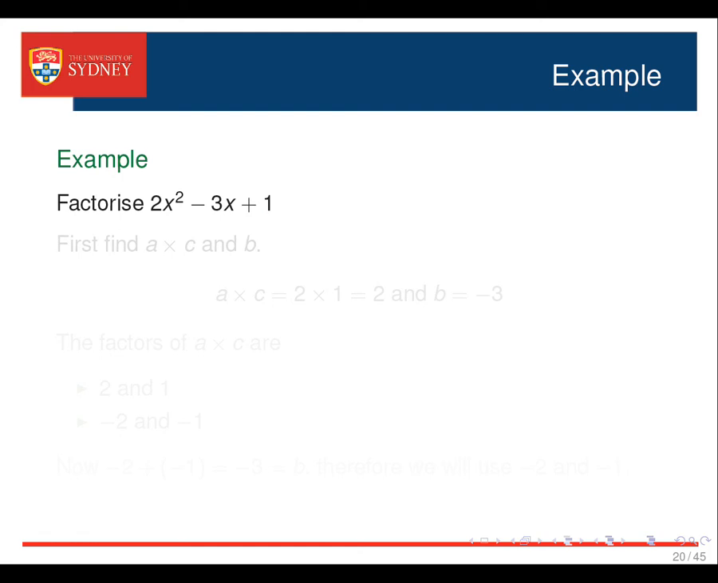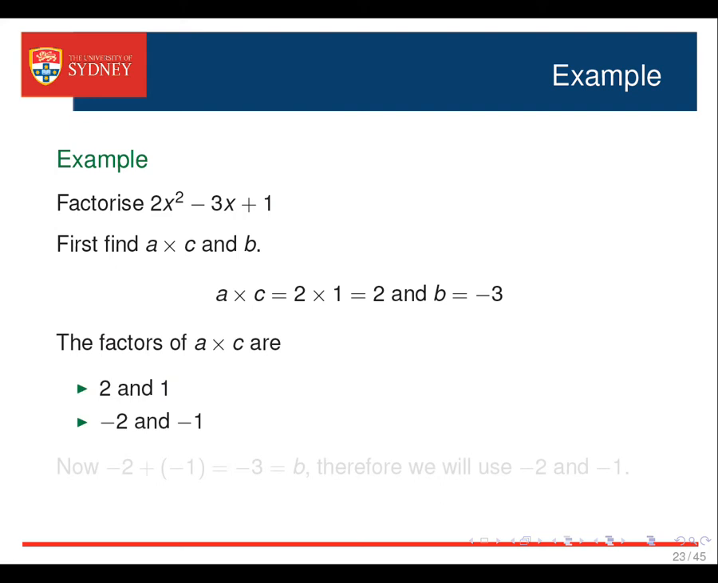Let's factorize 2x squared minus 3x plus 1. First, take a note of a times c and b. So a times c here is 2 and b is minus 3. Next, we find the factors of 2, which are 2 and 1, and minus 2 and minus 1. Out of these factors, minus 2 and minus 1 add up to minus 3, which is b. So we'll be using minus 2 and minus 1.